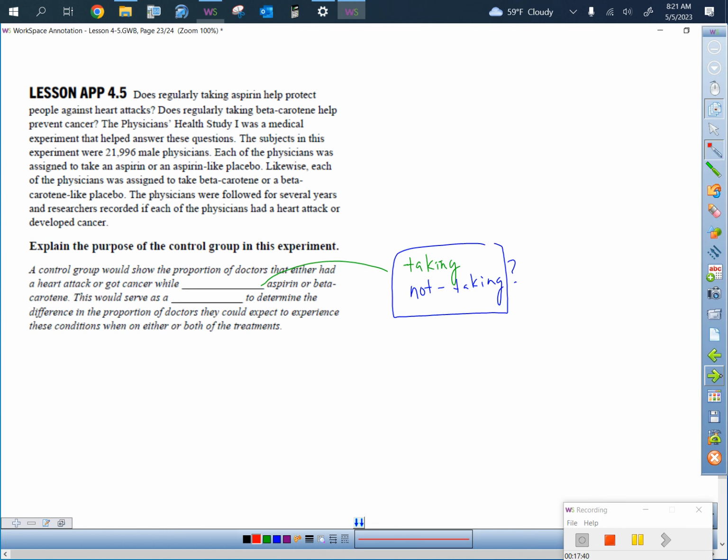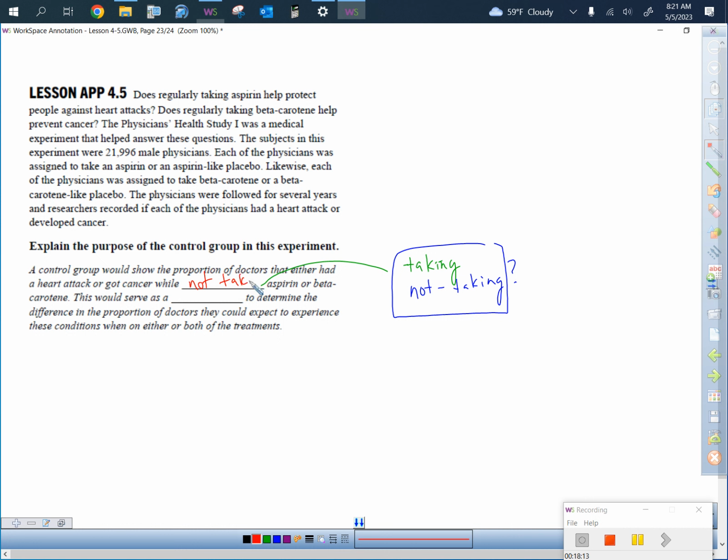So here's some questions. I'm going to treat this like it was a drop-down. Explain the purpose of the control group in this experiment. A control group would show the proportion of doctors that either had a heart attack or got cancer while blank. Is it taking or not taking aspirin or beta-carotene? What does the control group measure? The ones that took it or didn't take it? Control group, like that. Not taking. Right? Not taking goes in there.